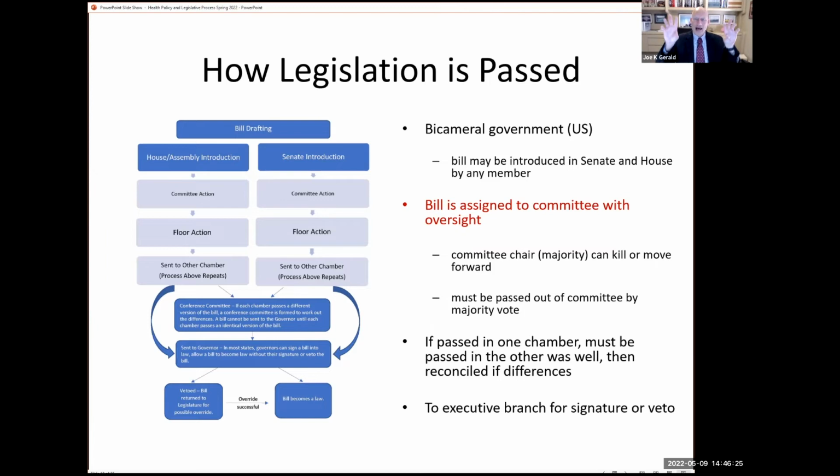If the bill passes both the House and the Senate, but there are differences between those bills, then there has to be a reconciliation process to align them. If they actually pass the exact same bill, then in theory, it goes to the president, who can then sign it into law or veto it. And so that's the basics of how legislation is passed in the United States.